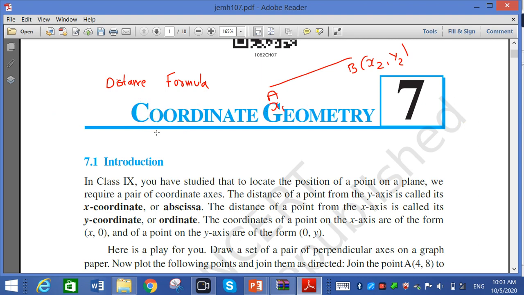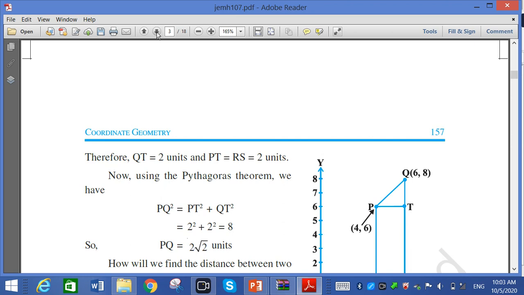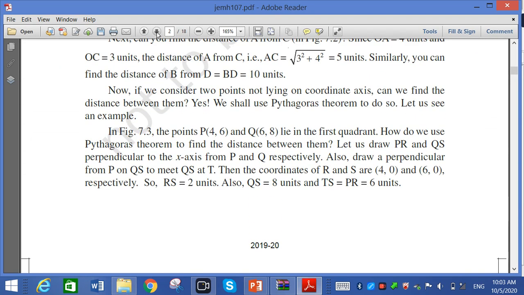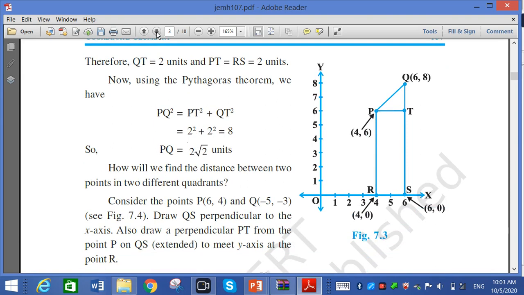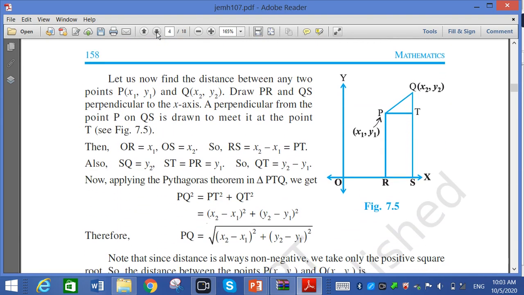Now we want to discuss related to the distance formula. How it is derived is important. Generally derivation doesn't come, but let us derive the distance formula. Then we have to start right from here.